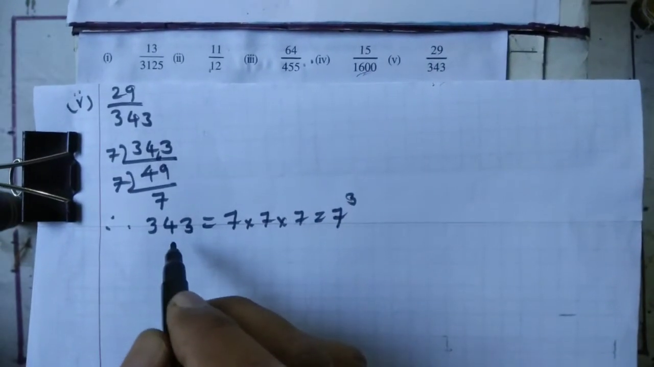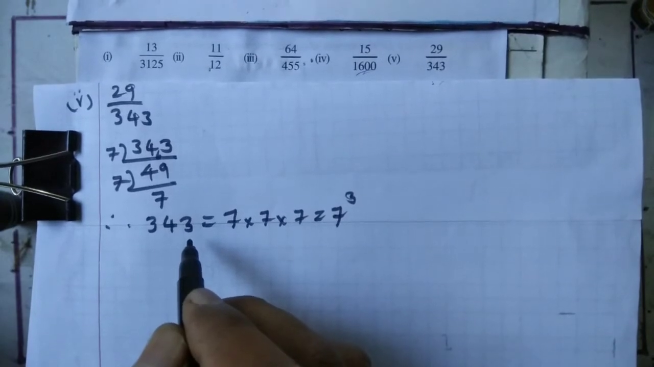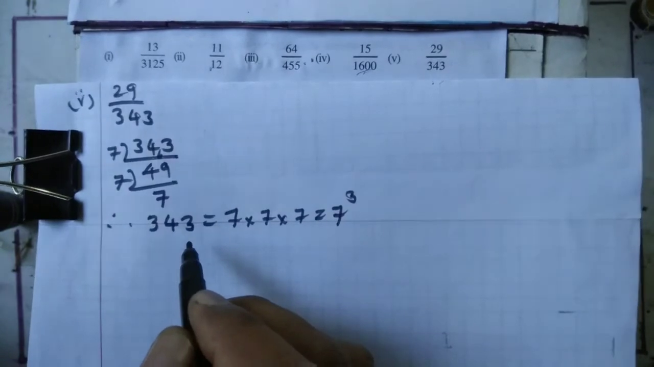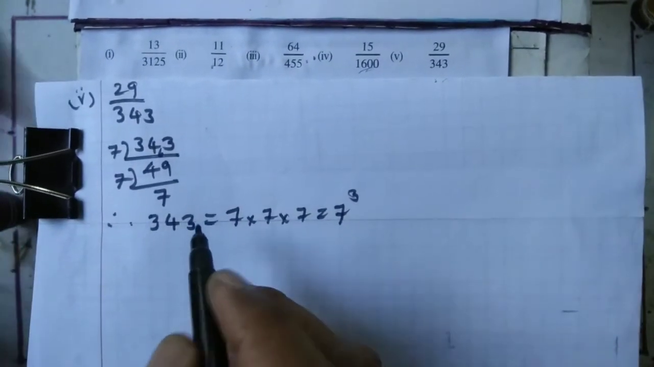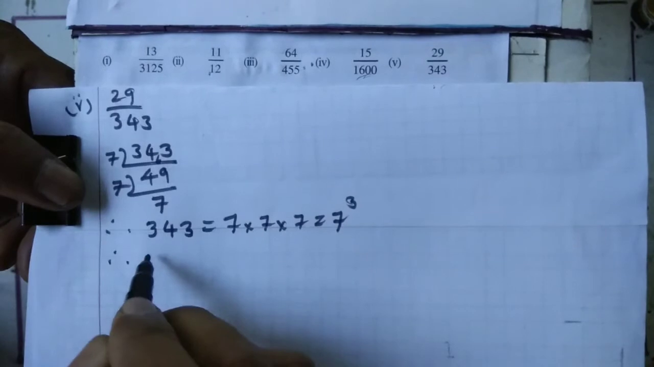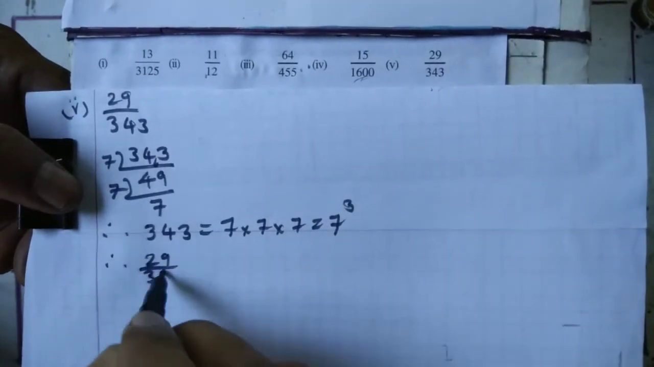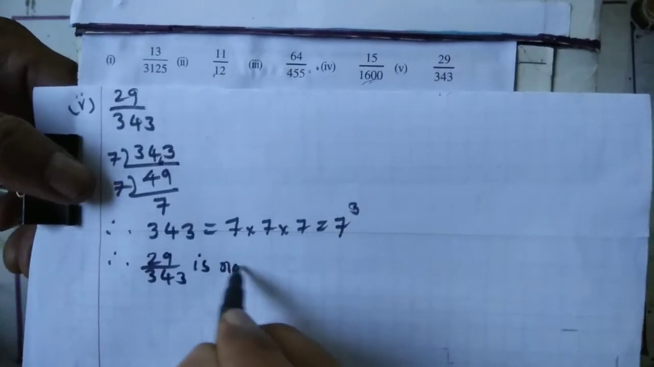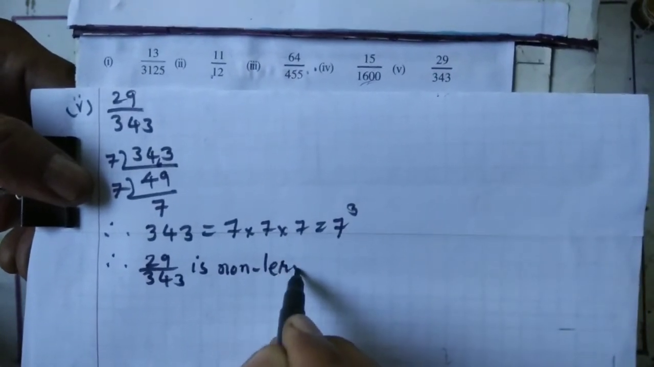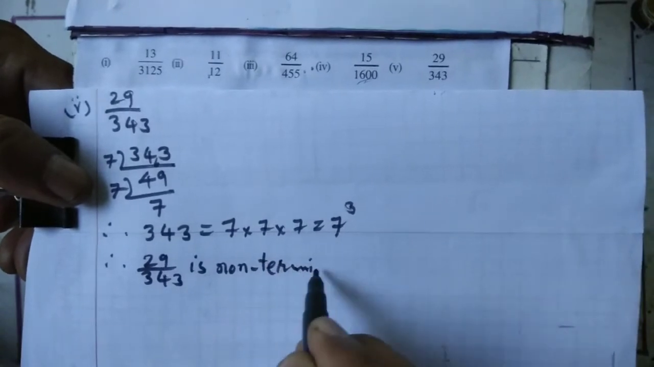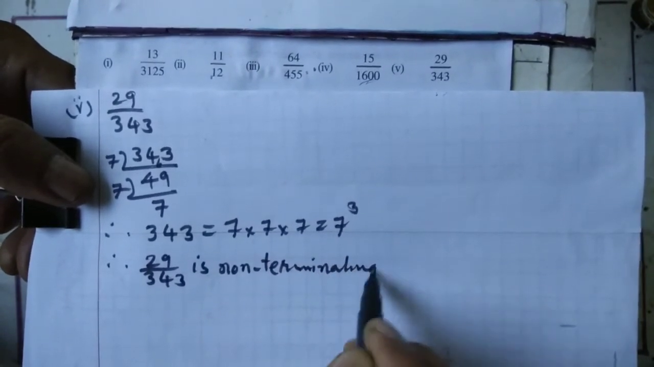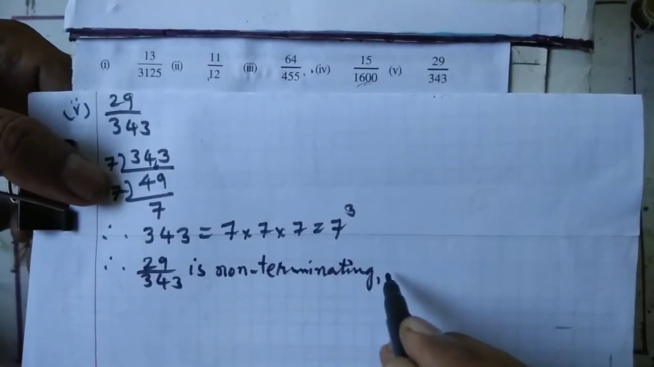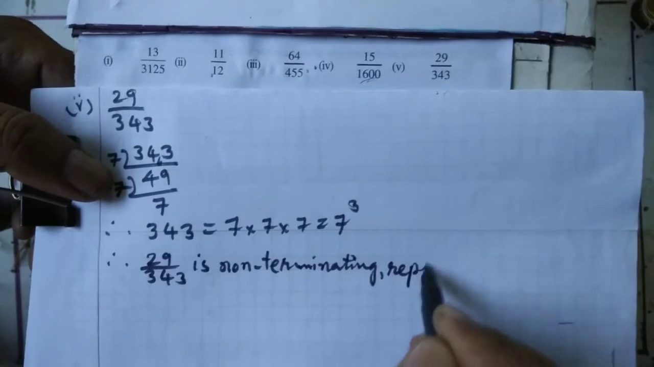The denominator 343 is not of the form 2 power n 5 power m. Therefore 29 by 343 is a non-terminating repeating decimal.